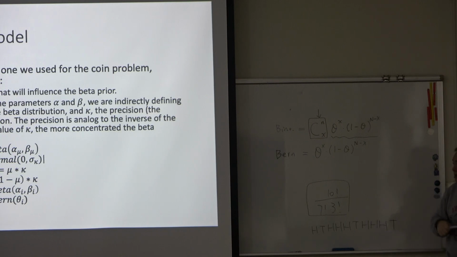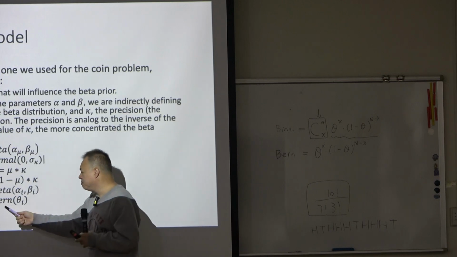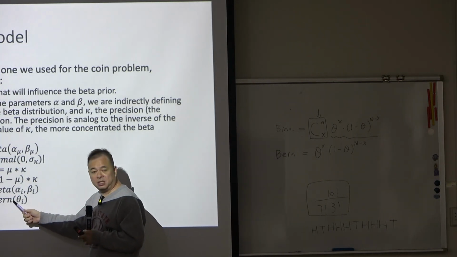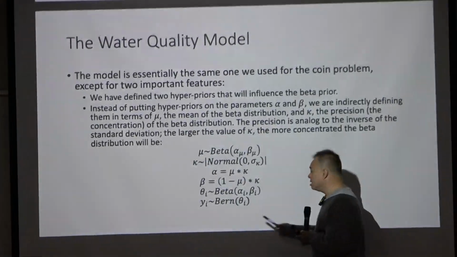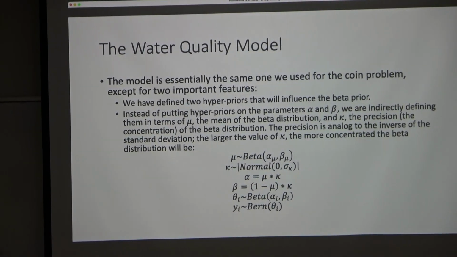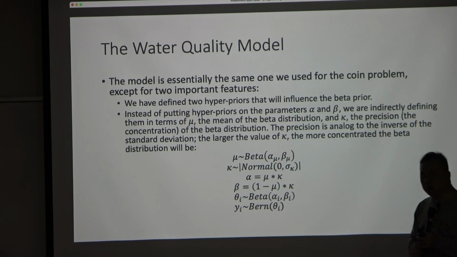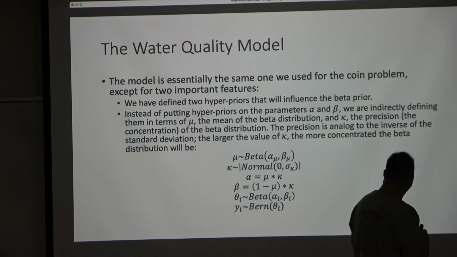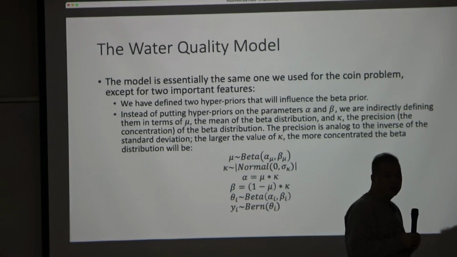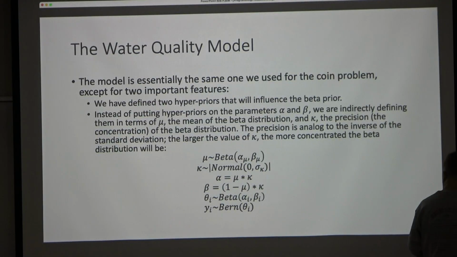So let me make it clear why we don't use binomial but use Bernoulli here. This is the reason. I just want you to be aware. So is it clear? Okay, let's move on.